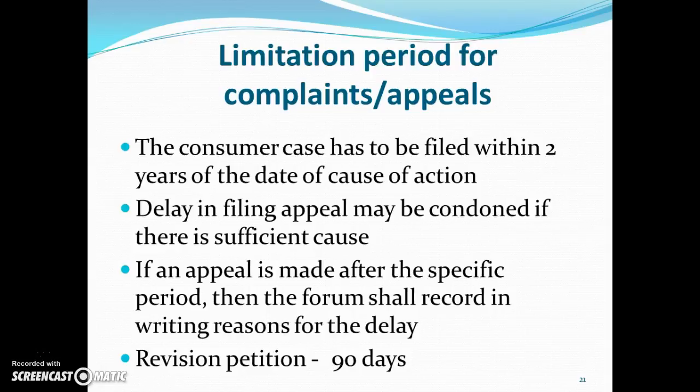However, there are many case laws, specifically in the case of builders, wherein they delay the possession of the flat. The limitation has been extended. So that's an exception. But usually for other things, the limitation is 2 years. Delay in filing an appeal may be condoned if there is sufficient cause. Like I said, in the case of builders, they provide the possession very late. So even if you have done the transaction, that is, paid the amount, and they take 5, 6 years to give you the possession, in that case 2 years have passed. So condonation can be given in such cases. If an appeal is made after the specific period, then the forum shall record in writing the reason for delay. Revision petition: 90 days.